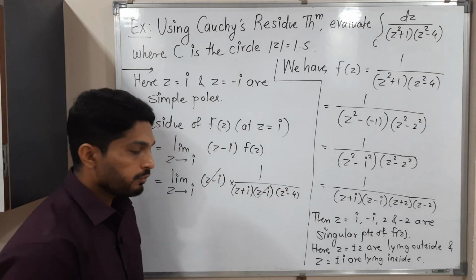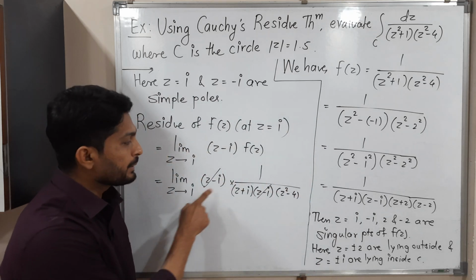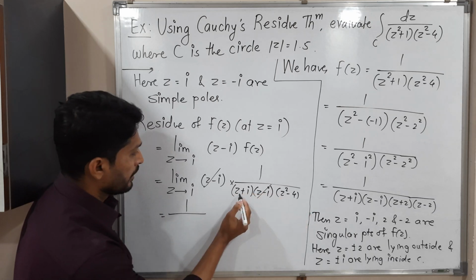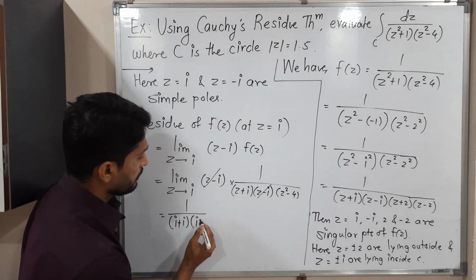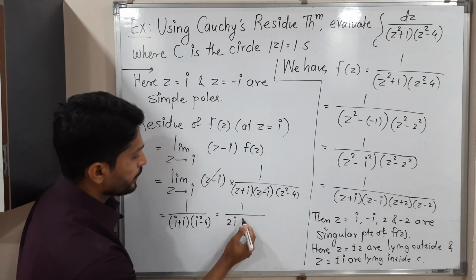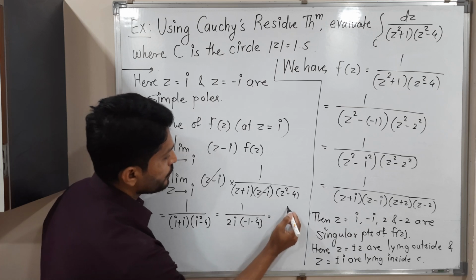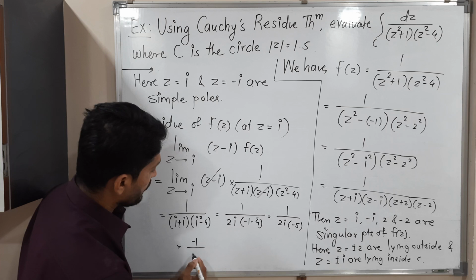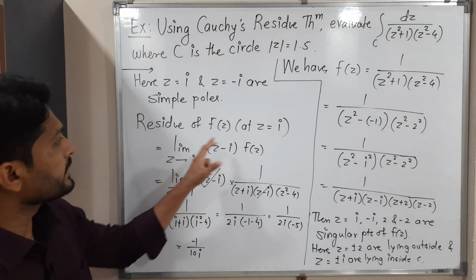For the remaining part of this function, we need to apply the limit. Applying the limit means simply putting z equal to i everywhere. So 1 upon (i plus i)(i square minus 4). i plus i is 2i, and i square is minus 1, minus 4, so it's minus 5. So 1 upon 2i times minus 5, which is minus 1 by 10i. So we got the residue at z equal to i.